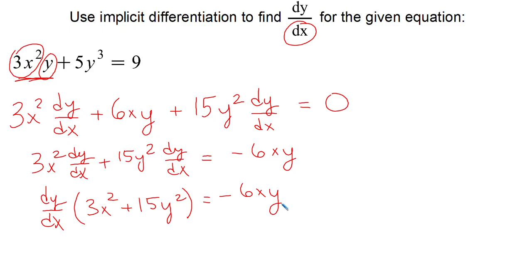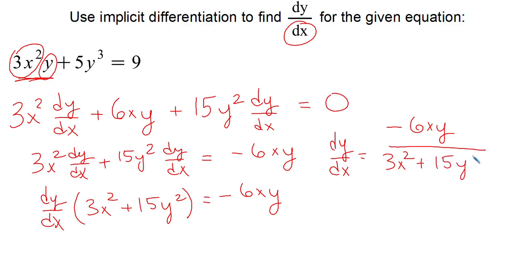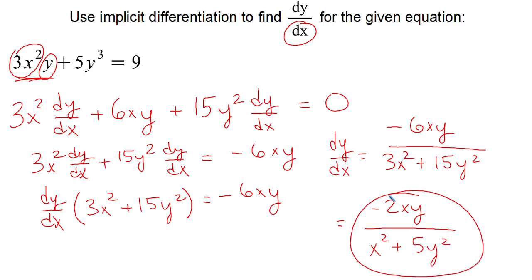We'll note here that 3x squared, 15y squared, and 6xy are all divisible by 3, right? So we should be able to simplify this down a bit. We'll write it without the simplification first, but we have negative 6xy over 3x squared plus 15y squared. And like I said, we can simplify that down to negative 2xy over x squared plus 5y squared. And so there's our first problem.